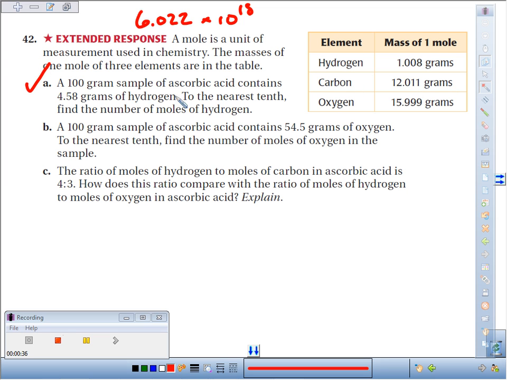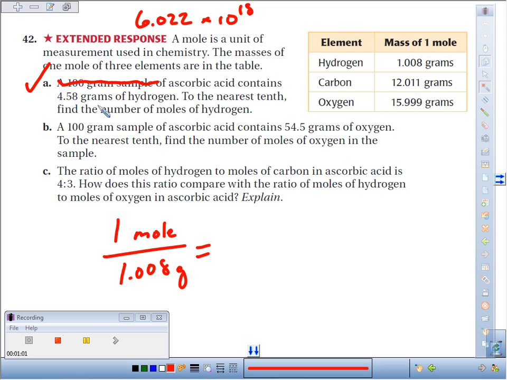Part A, a 100-gram sample of ascorbic acid contains 4.58 grams of hydrogen. To the nearest tenth, find the number of moles of hydrogen. At 100 gram, that can just kind of throw us off. What you want to look at is hydrogen. For hydrogen, in 1 mole, I have 1.008 grams. That's how much it weighs. A mole of hydrogen weighs 1.008 grams.